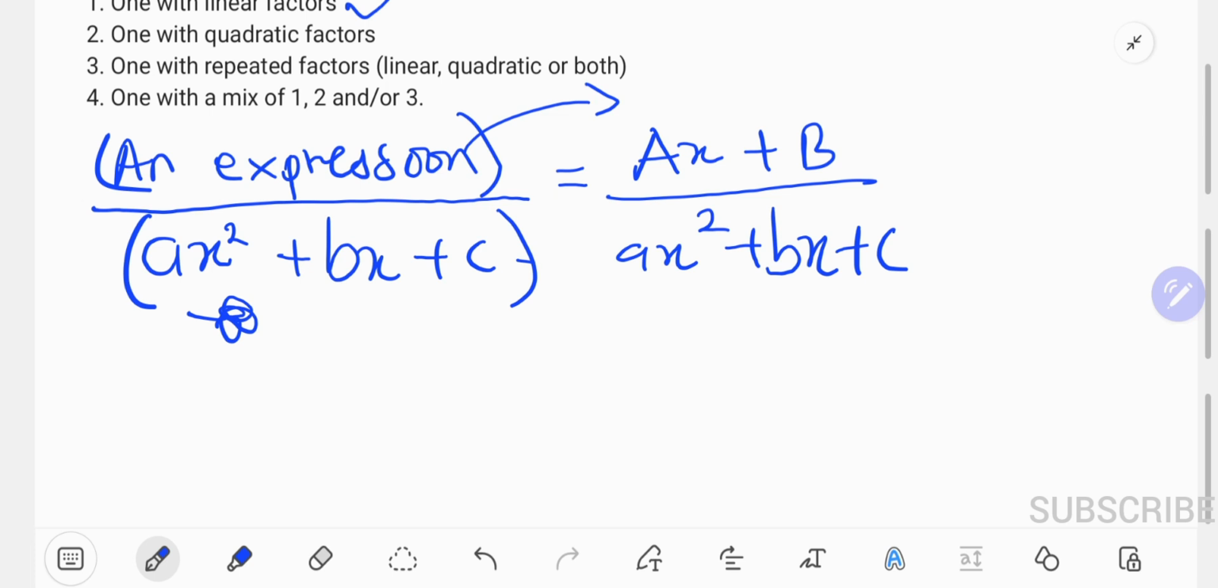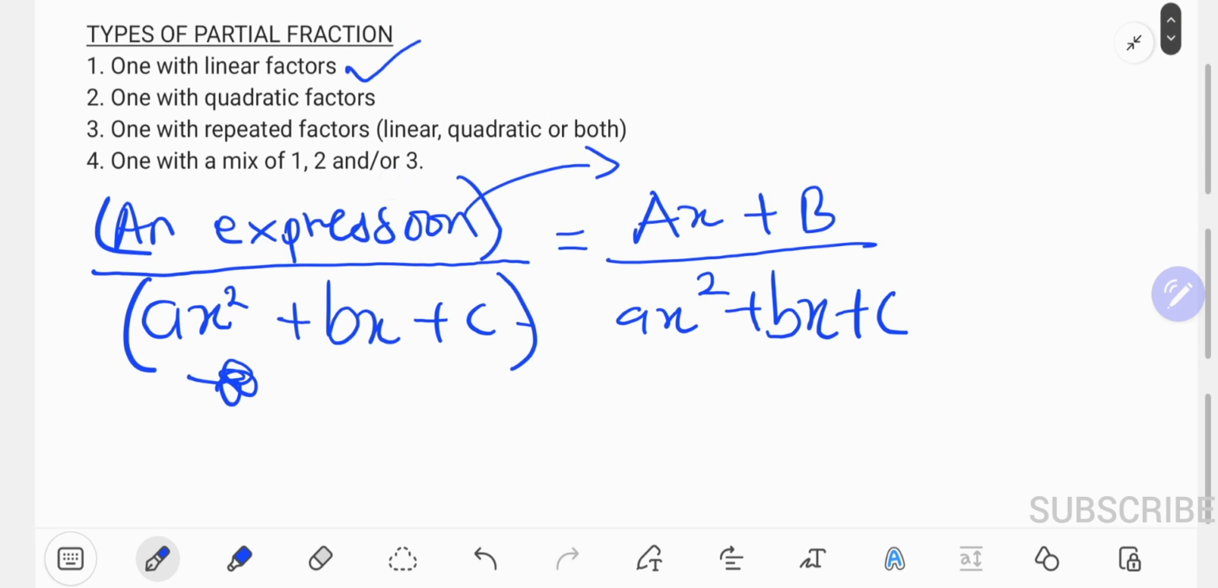Now, a question will not be given whereby it only contains a quadratic factor. A question like that will never be given. It will either be given alongside a linear factor, or it will be given in a form whereby after factorization you will get a linear factor and a quadratic factor, or in a form whereby the quadratic factor is a repeated factor. But since we've not yet gotten there, let's stick with the one with linear and quadratic factors.